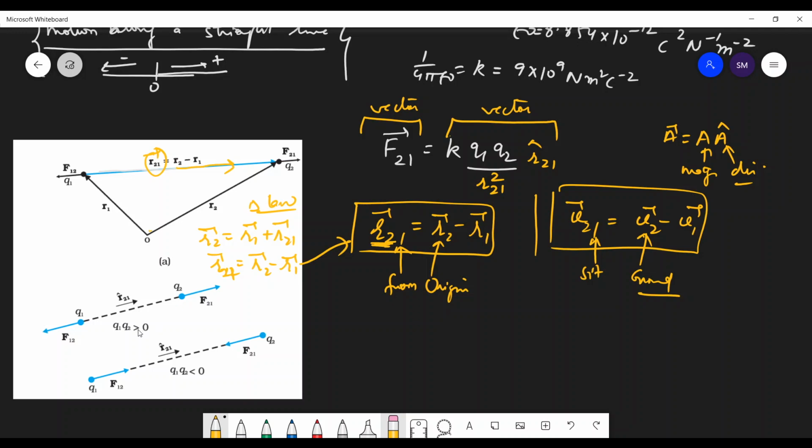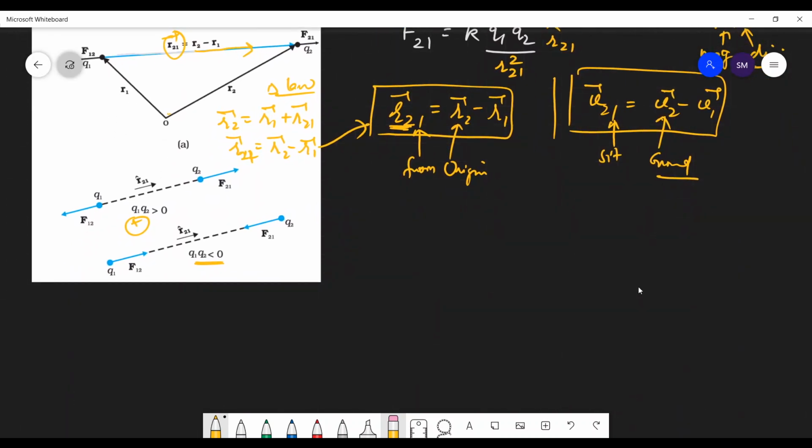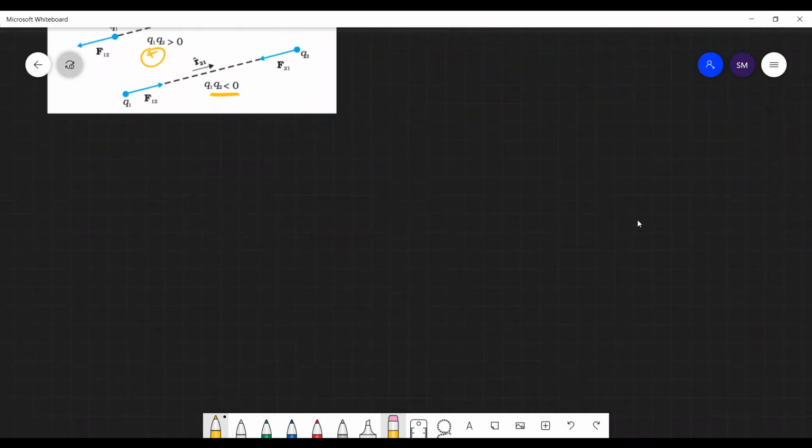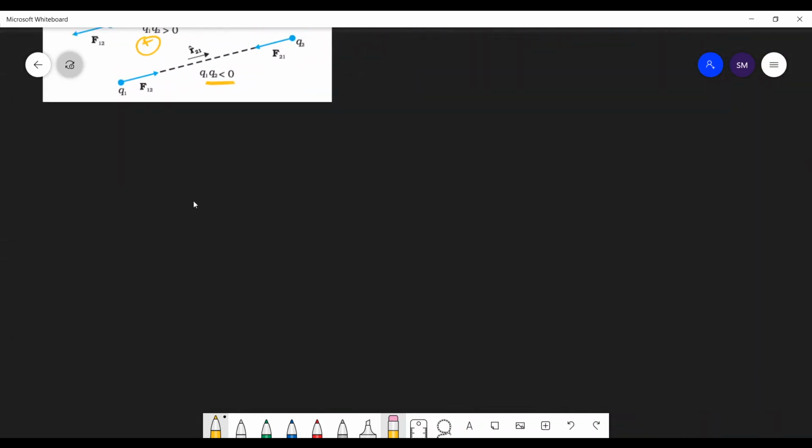So you can clearly see that if Q1 Q2 is greater than 0, it means like charges, both positive or both negative, so they will repel each other. And if opposite charges are there, one of them is negative, it means their product will be less than 0 and they will attract each other. So this is all about Coulomb's law. Now suppose instead of two charges, I have multiple charges. So then what about the forces between the multiple charges?